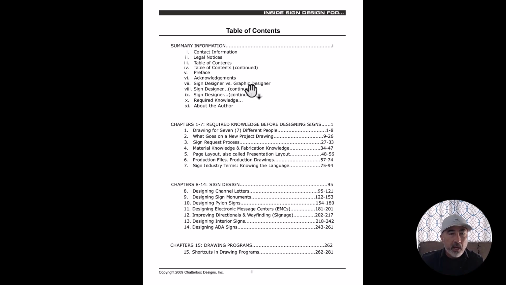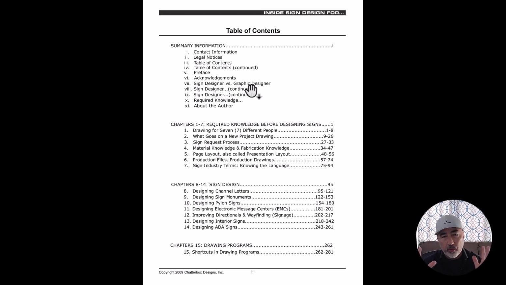So chapters 8 through 14, these are going to be a subsequent video too, but let's go over them. Why did I pick these particular sign types? Channel letters is a sign type. A sign cabinet is a sign type. A blade sign is a sign type. An ADA sign is a sign type. So chapter 8 talks about channel letters.